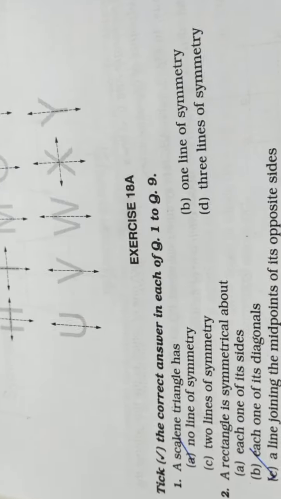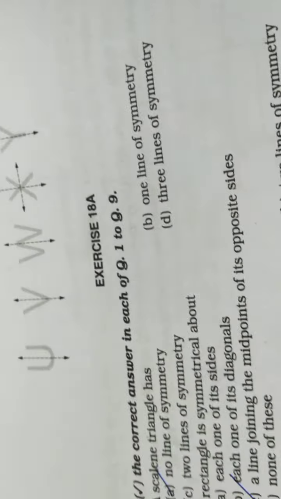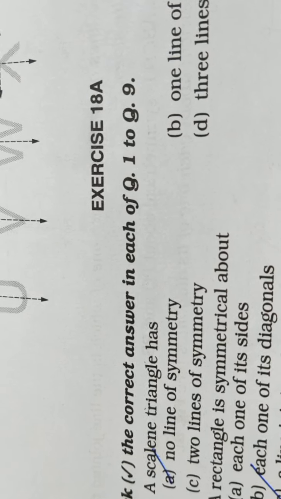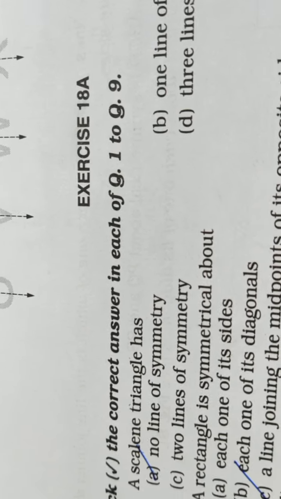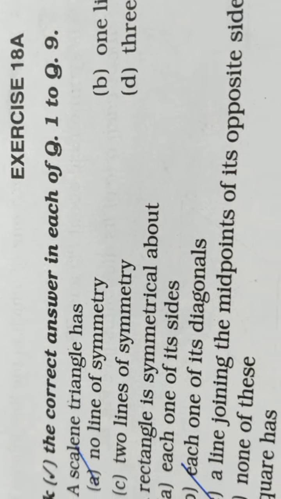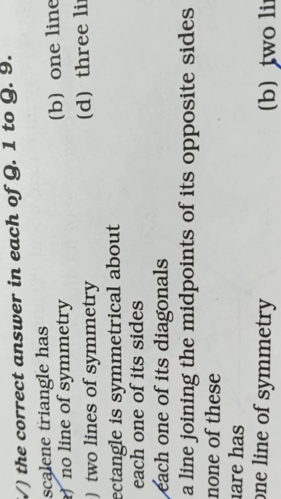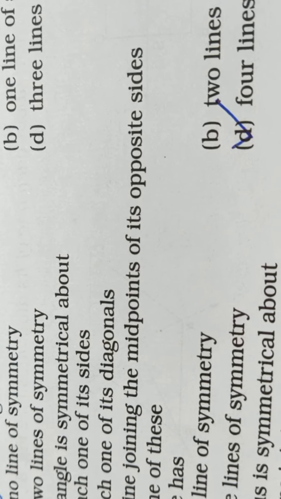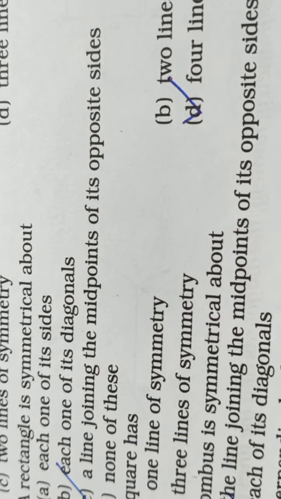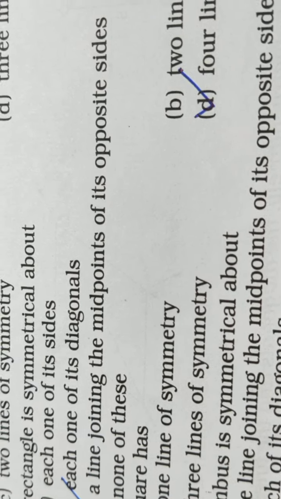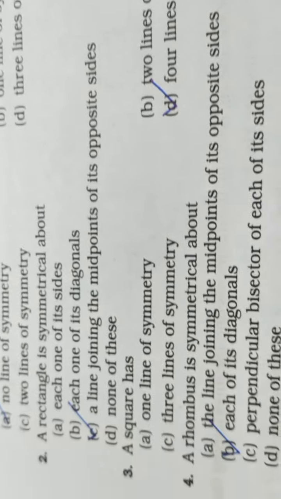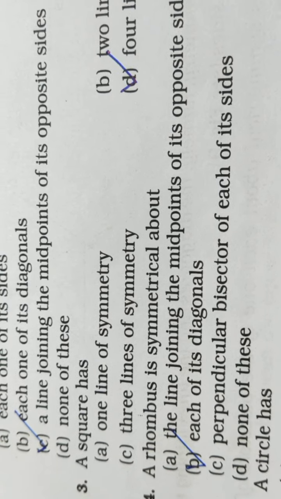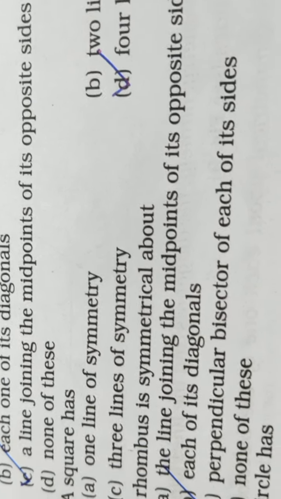Now let us start our exercise 18A, in which you are supposed to just tick the right option. A scalene triangle has no line of symmetry. You are aware. Scalene triangle has no line of symmetry. A rectangle is symmetrical about, we have done earlier, the line joining the midpoint of its opposite sides. Square has how many lines of symmetry? 4 lines of symmetry. Then rhombus. Rhombus is symmetrical about each of its diagonals.